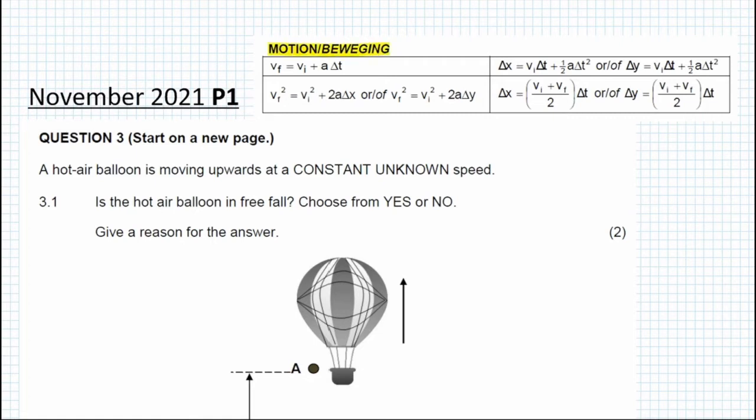So displayed in the top right hand corner of your screen, you can see a little screenshot that I've taken from your formula sheet. These are the equations of motion. And very often in this section, or most often in this section, we make use of these equations of motion.